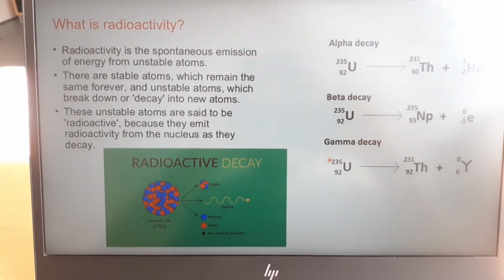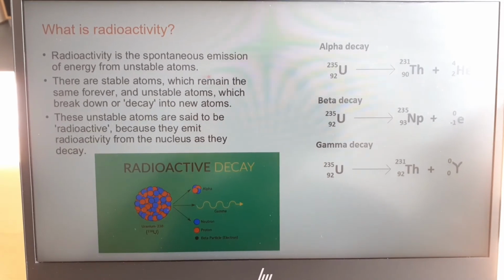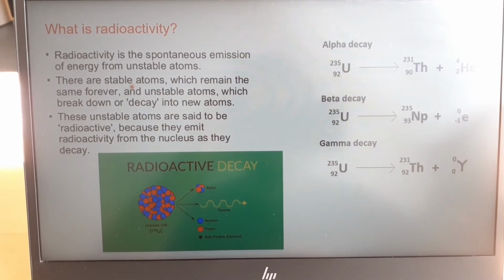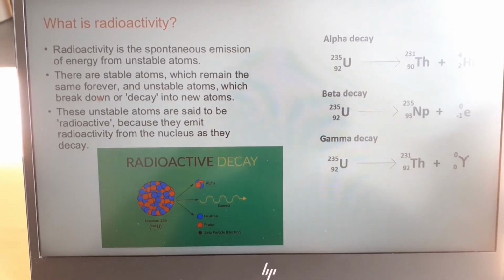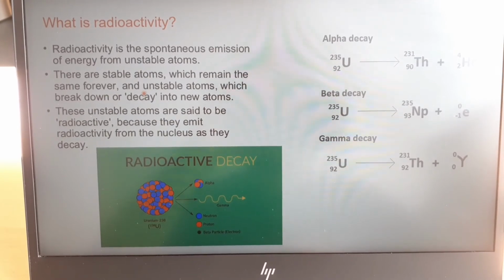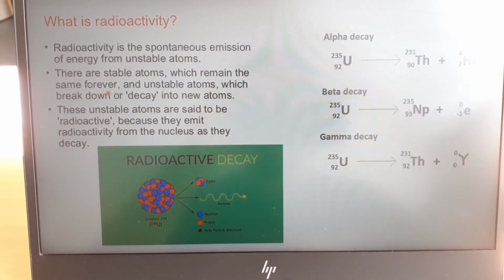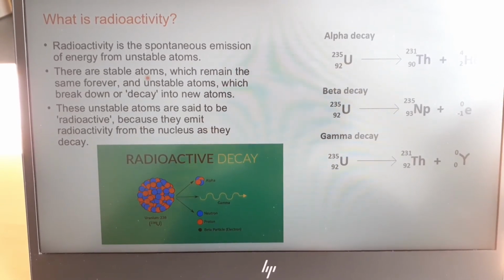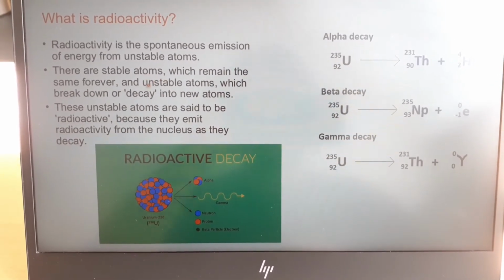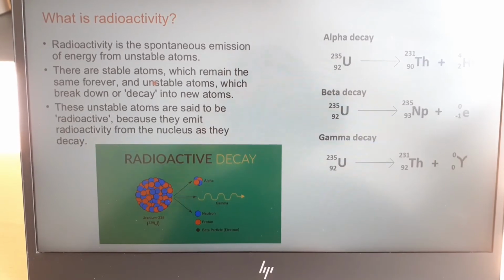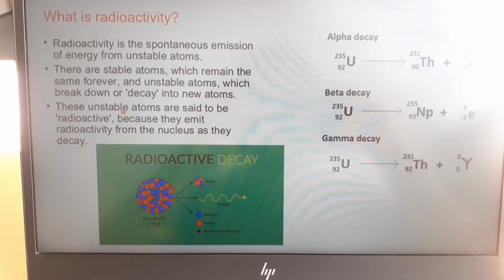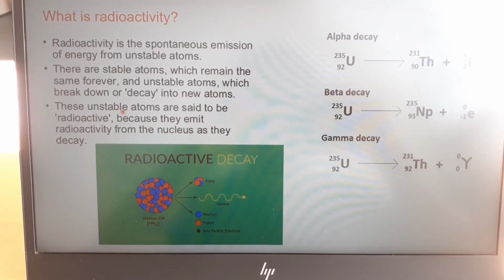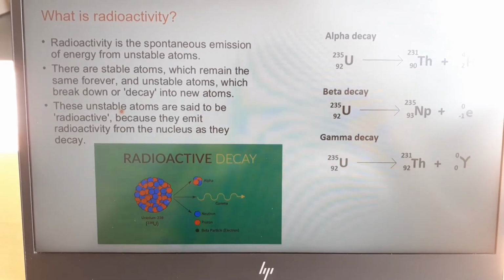Okay, so what is radioactivity? Radioactivity is a spontaneous emission of energy from unstable atoms. There are stable atoms which remain the same forever, and unstable atoms are those which break down and form new atoms. This instability is not due to the electronic configuration, but is basically nuclear instability. That means it's happening inside the nucleus. These unstable atoms are said to be radioactive because they emit radioactivity from the nucleus as they decay.